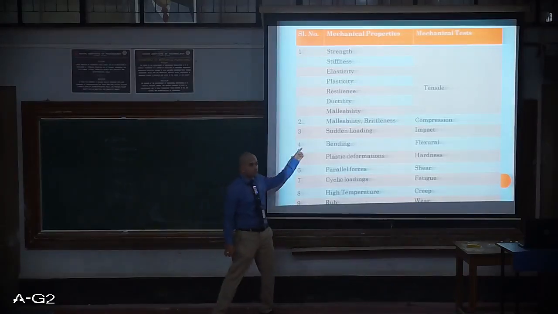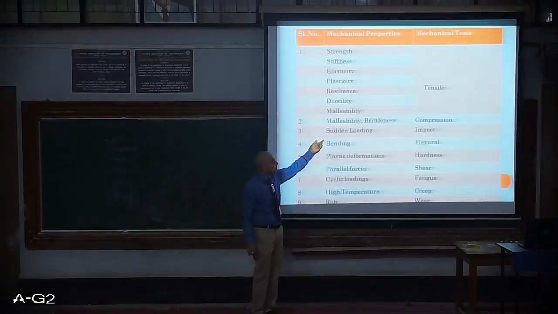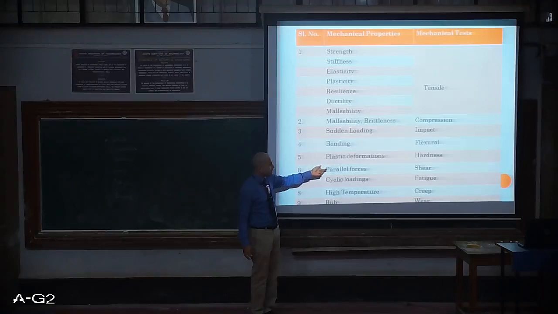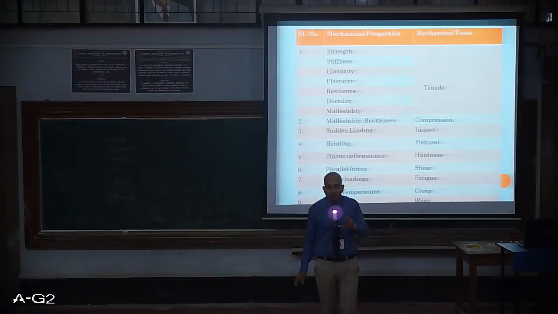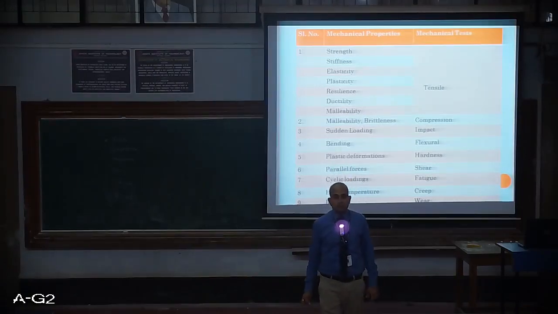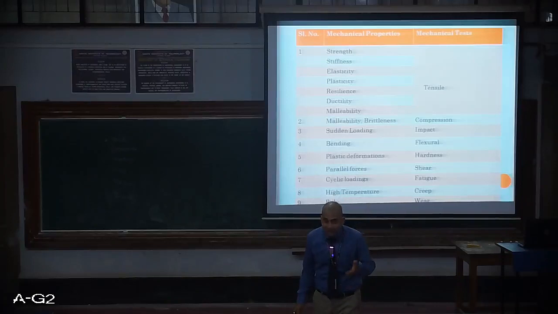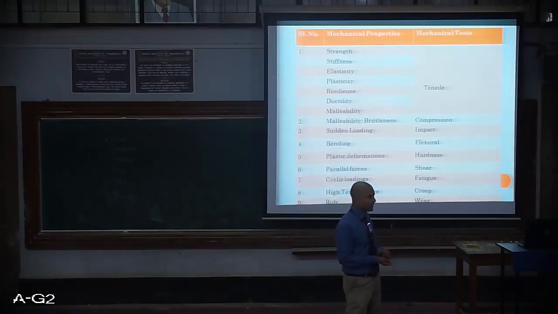Then there is the compression test, which will tell you about the malleability and brittleness. There is the impact test, which is done to evaluate the capability of the material to take sudden shocks of loading. Then there is the bending test, hardness test, shear test, fatigue test, creep and wear. All these tests are done basically to evaluate certain properties of the material.